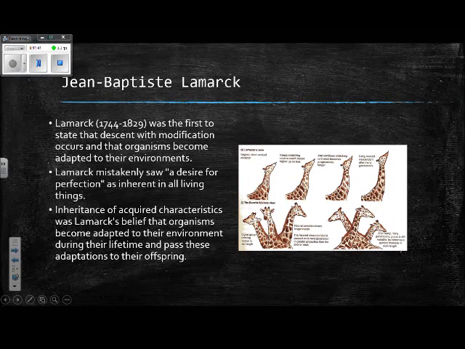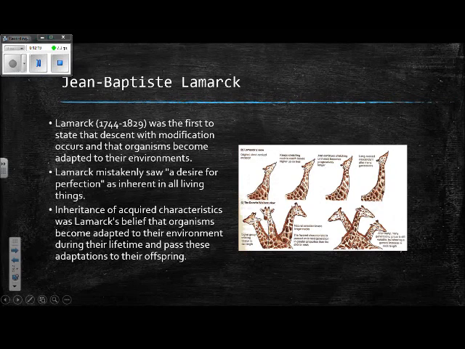Inheritance of acquired characteristics was Lamarck's belief that organisms became adapted to their environment during their lifetime and passed these adaptations on to offspring. The easiest way to view this is he thought, for example, a giraffe, if it needed its neck longer to get up to the top, would just grow a longer neck during its lifetime, and then pass those genes on to its offspring, which obviously isn't true. Giraffes can't just grow a longer neck. But what could be true is the giraffes that had longer necks survived longer because they had a bigger food source, so then they passed on their traits to the next generation.